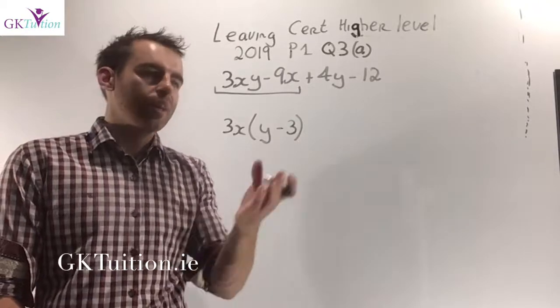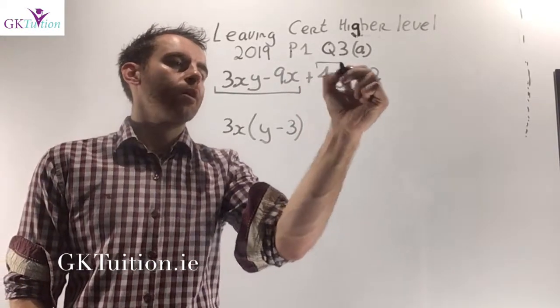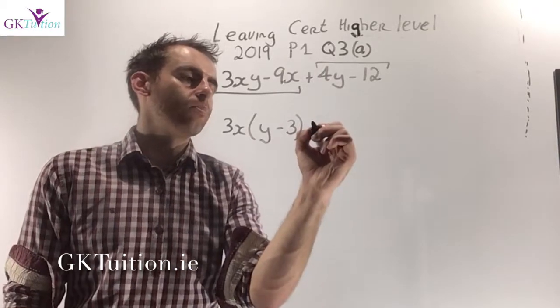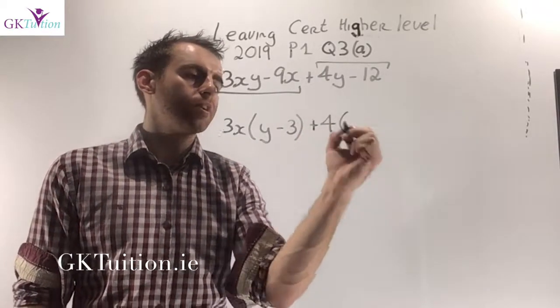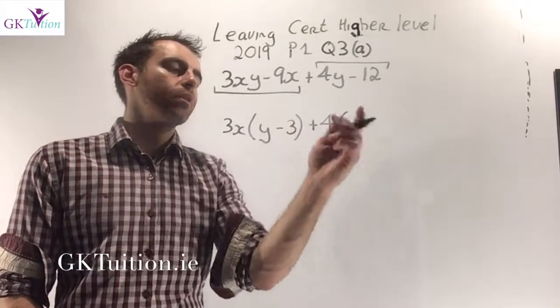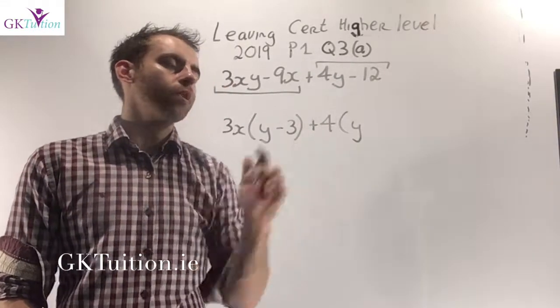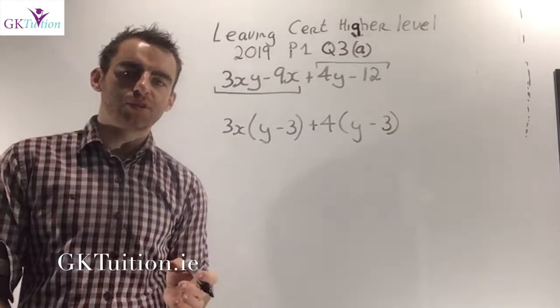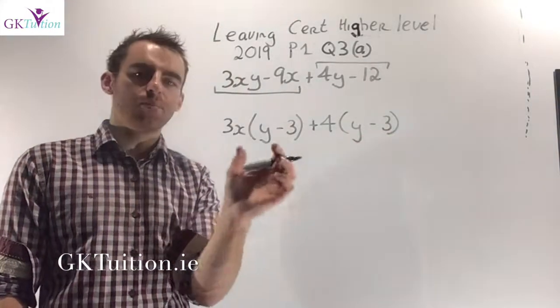I do the same thing with the next 2 terms. I'm going to factorise 4y minus 12. The only thing that'll factorise out of both of them is a 4. So if I factorise out plus 4, into that gives me y, plus 4 into minus 12 gives me minus 3. Now I know that I'm on the right track because I have the same thing in both brackets.